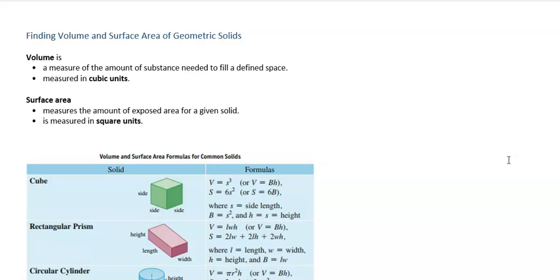While surface area measures the amount of exposed area for a given solid. In other words, what is on the outside, what you can touch. And it's an area because it's just a flat surface, and it's measured in square units.